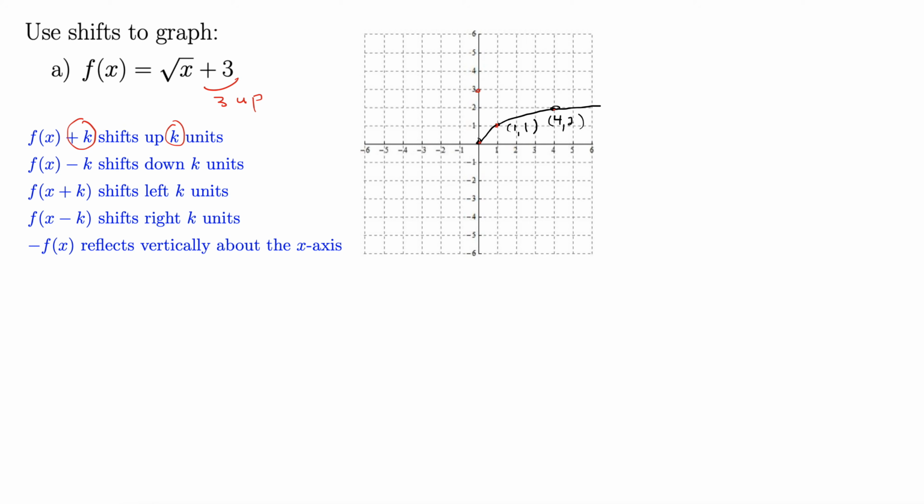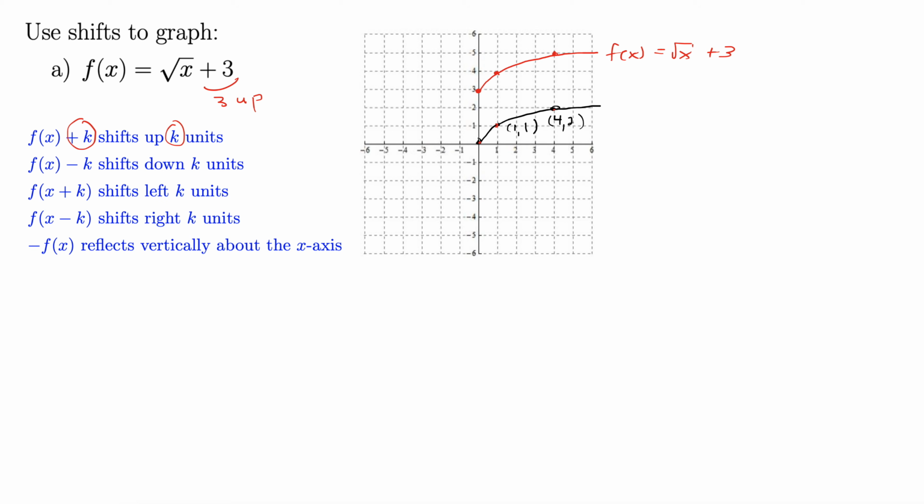So 1, 2, 3. So 0, 0 now becomes 0, 3. 1, 2, 3. And since we know the basic shape, we know what we're looking for here. There we go. The new graph is f of x equals square root of x plus 3. We just shifted up 3 units. So some people like to do this on the same set of axes. Some people like to draw a new set of axes for every different shift or translation. It's up to you how you do that.